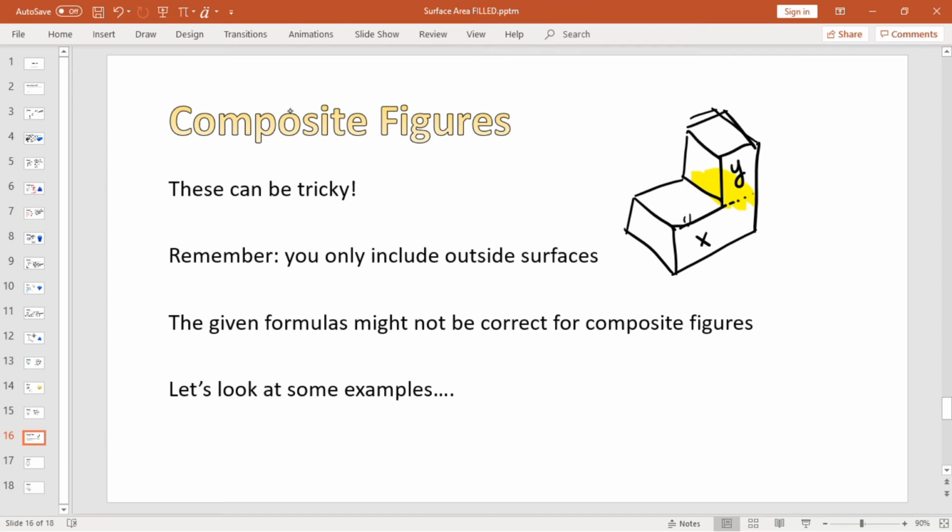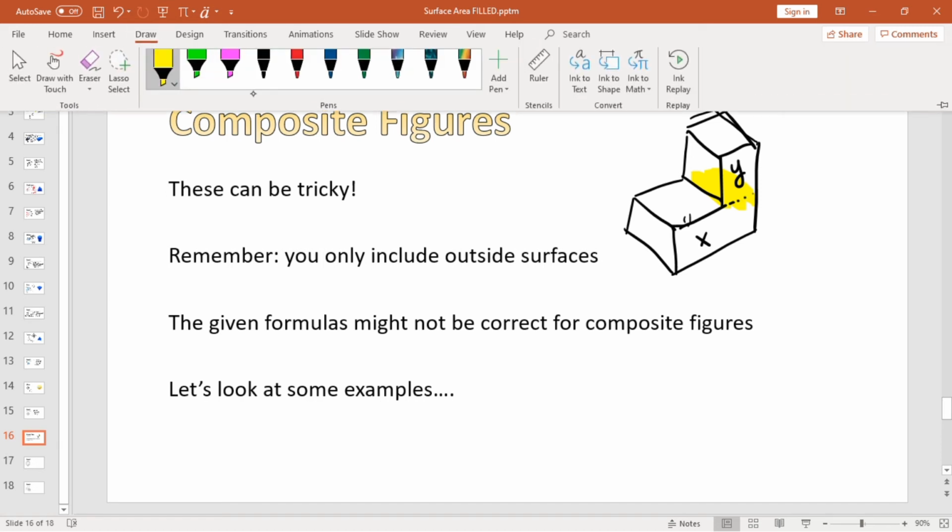So the bottom of rectangular prism Y, I don't want in there. And part of the top of rectangular prism X, I also don't want in. So break it down. Don't blindly go in and use the formulas that are given on the formula sheet. Just make sure you know what parts of those formulas you need.